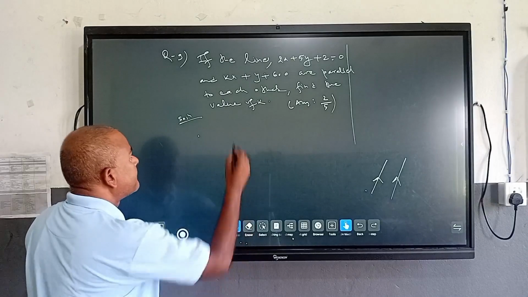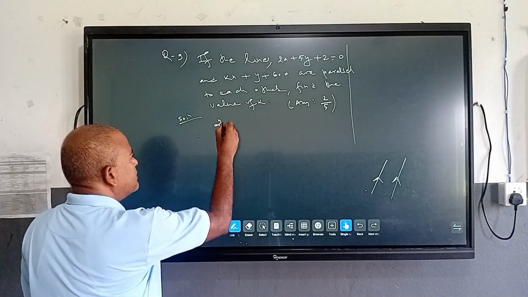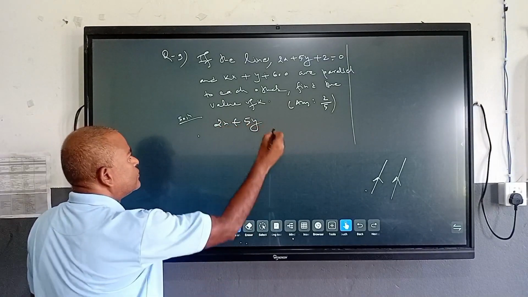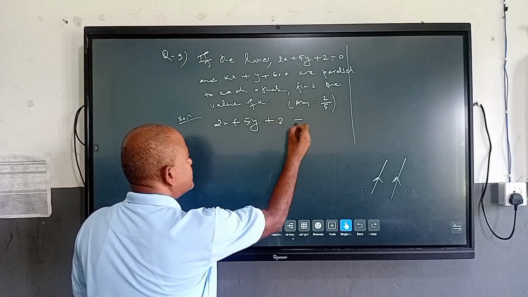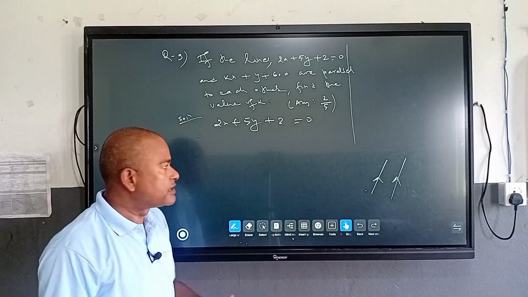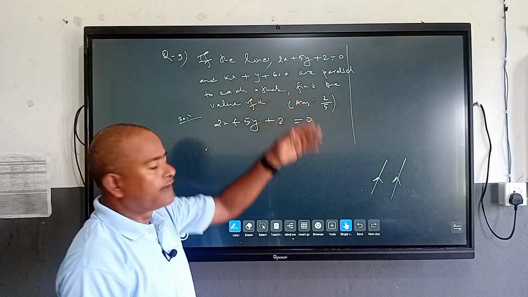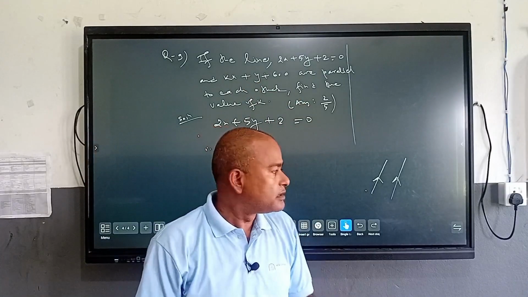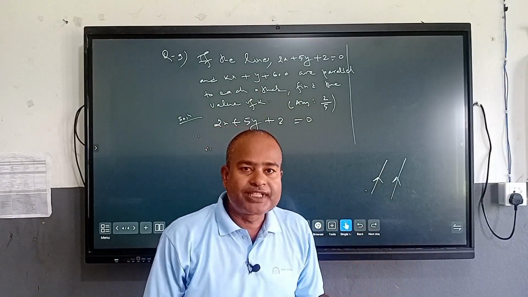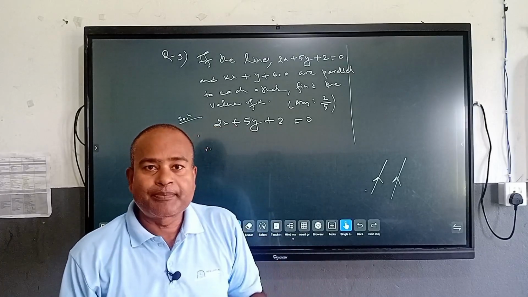Dear students, the first equation of a straight line is 2x plus 5y plus 2 equals 0. This is the first equation of a straight line. Now, to find the value of k, we have to find out the slope of the two straight lines. The given two straight lines are parallel.